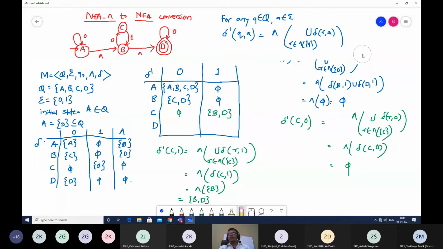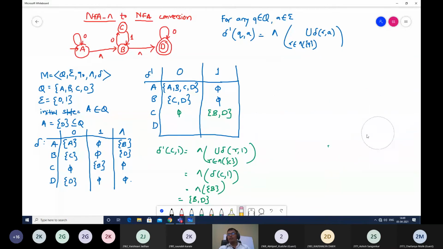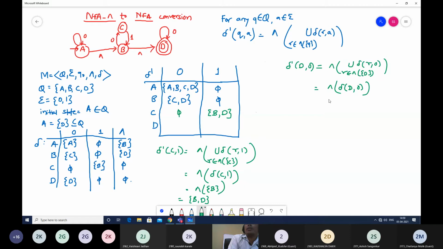Next we'll calculate delta dash of D comma 0. This will be equal to null closure of union of delta of R comma 0, where R belongs to null closure of D. What is null closure of D? Null closure of D is only D. So this will be null closure of D comma 0. D comma 0 is D. So our final answer for this will be D.